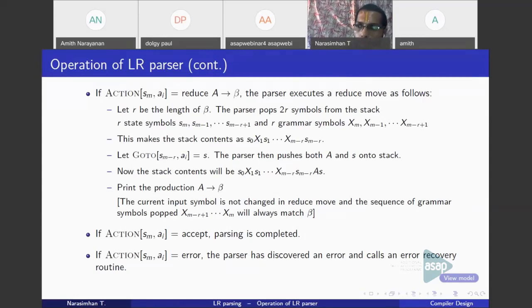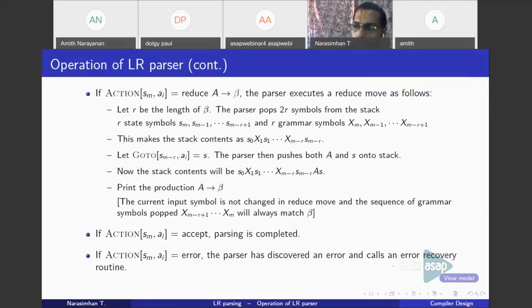Now you should note 2 points here. One is that in the case of reduction operation, you are not shifting the input symbol into the stack. Only the left hand side of the production as well as the next state symbol S will be pushed into the stack. The input symbol is not at all changed. That is, the input symbol will just be retained as ai. It will not change to ai plus 1, unlike the case of shift operation.